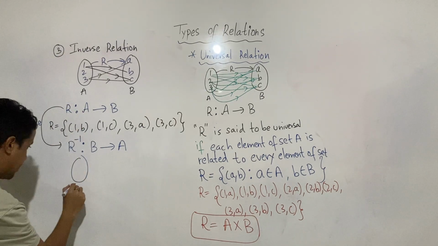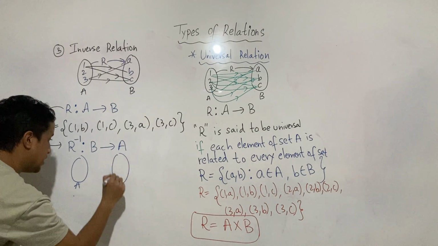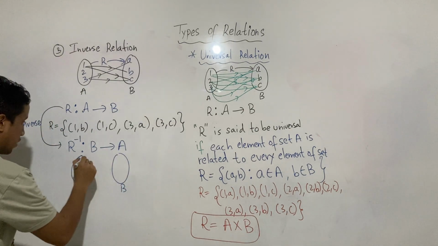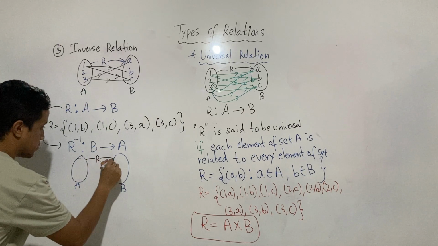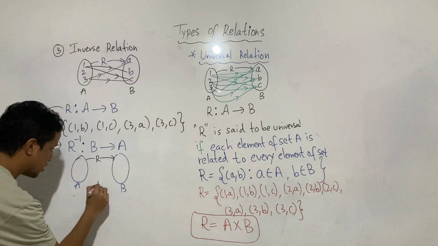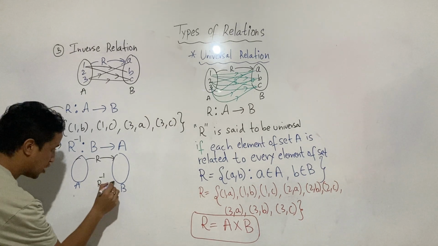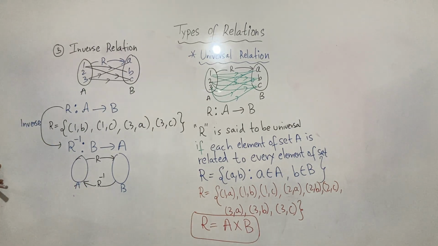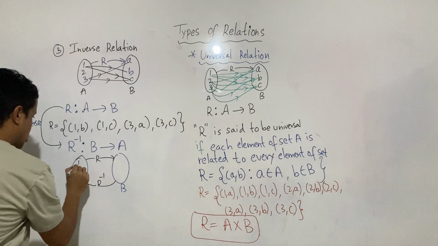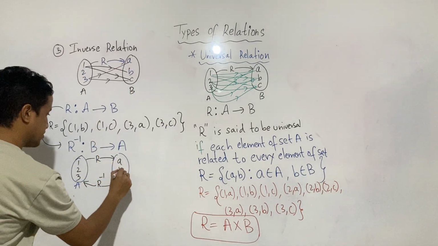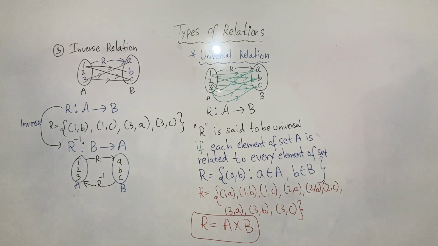Same set A, same set B, and this R. Now see here, R was the relation from set A to set B. So R inverse, now see here, this is R inverse. It will be from set B to set A. Understand? And here I had elements 1, 2, 3, and here A, B, C.